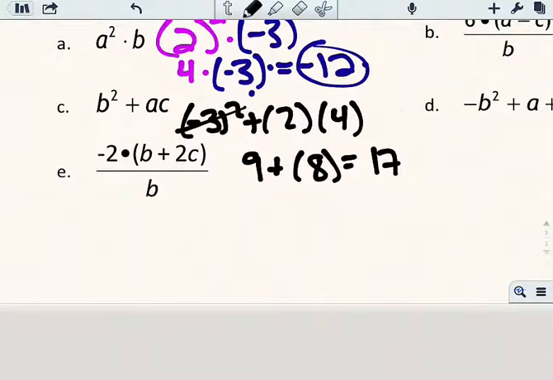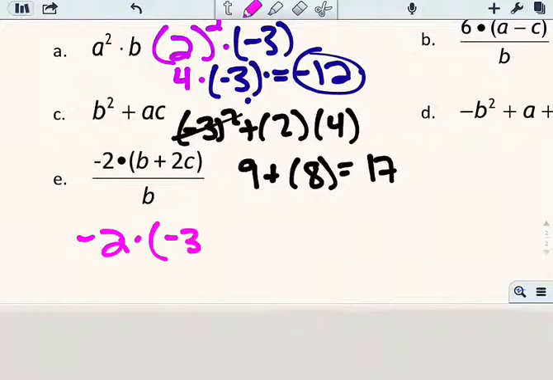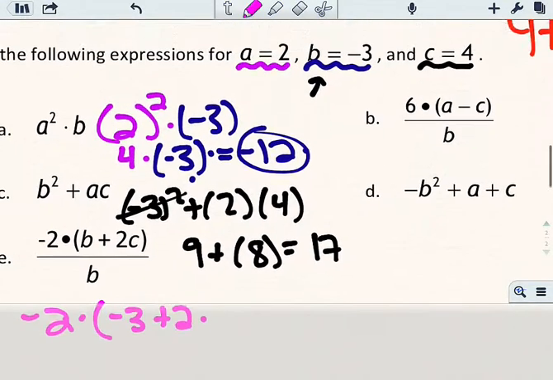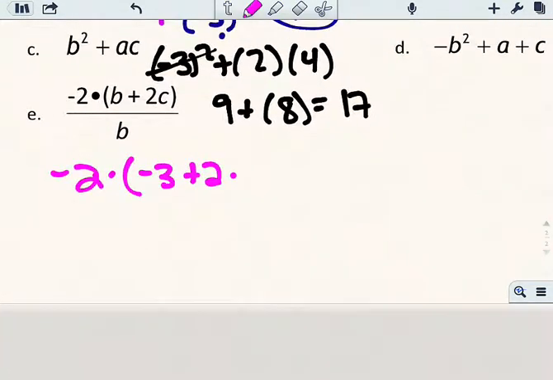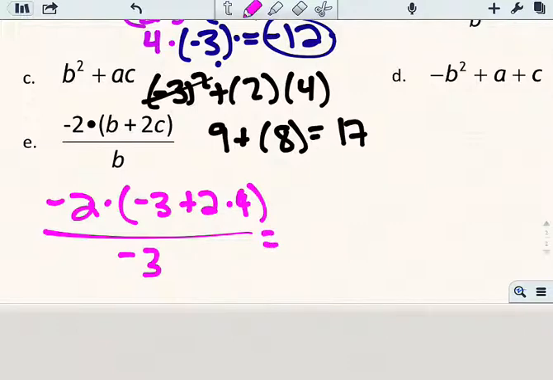Let's look at this guy over here. Let's go pink. I have a -2 times B, and referencing up here, B is -3, plus 2 times C, and C in this case is 4, all divided by B, which was -3. Now here we have to be careful. We have to use the order of operations, but let's not freak out. Let's just do one thing at a time.